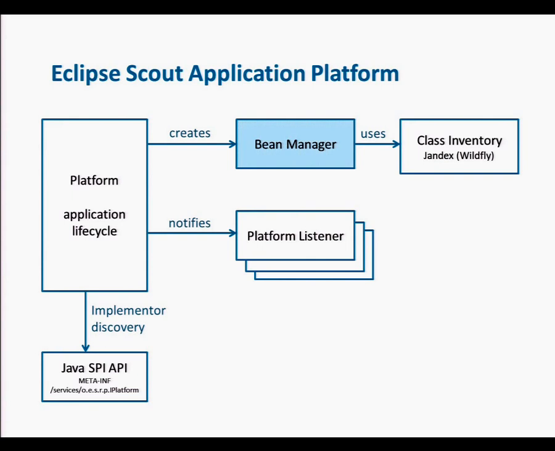And here on top you see the bean manager. It's a very central component. It actually replaces OSGi services and the extension registry. The bean manager is based on a class inventory. The class inventory is there to scan the class path for all available beans, so that the bean manager can look them up. We did not reinvent the wheel ourselves. We are using an existing proven technology, Jandex. It's a WildFly technology which is also used by Hibernate and does a really good job.